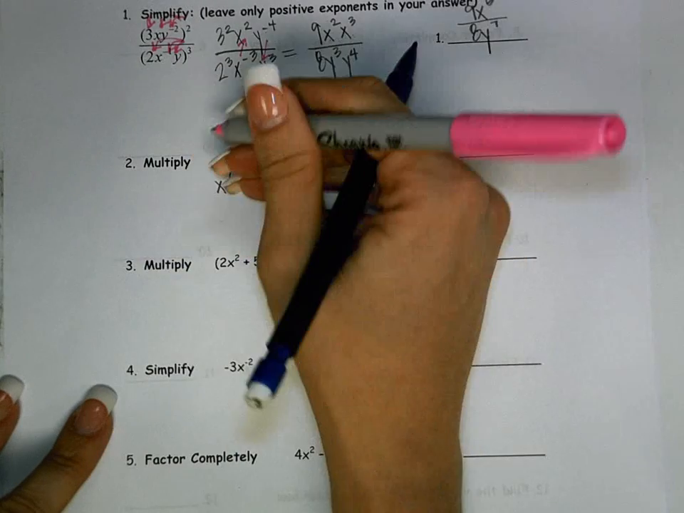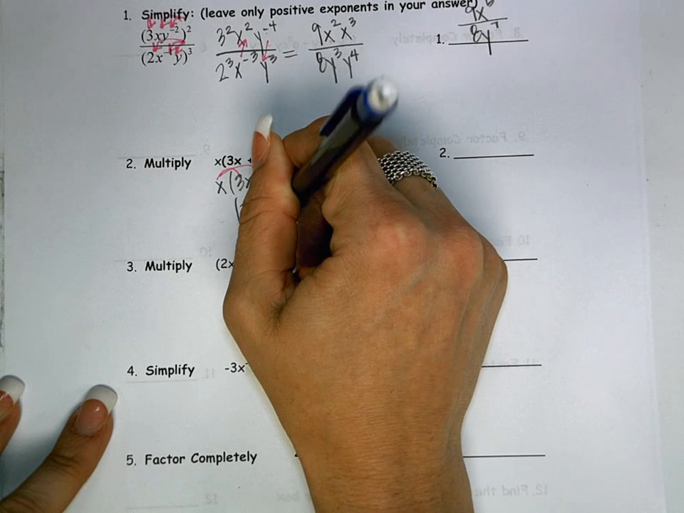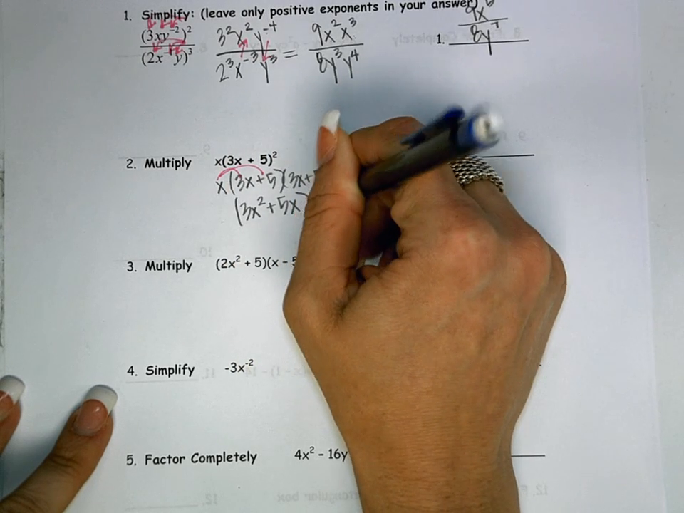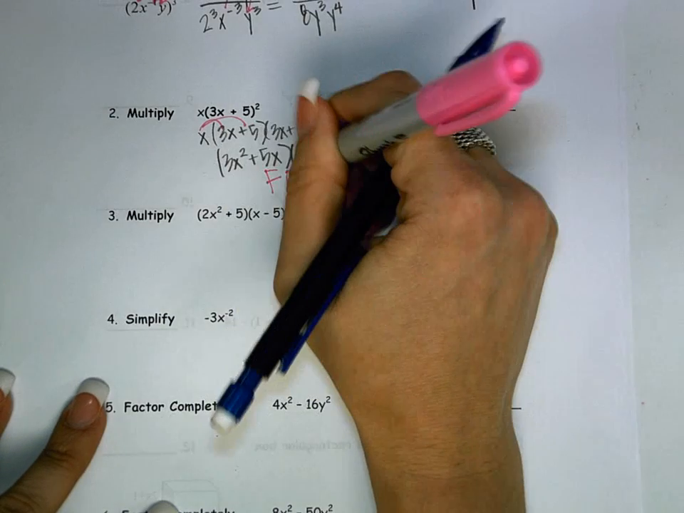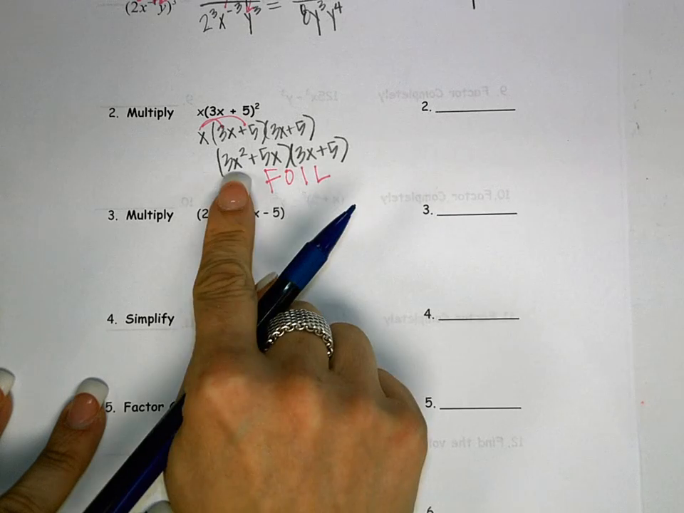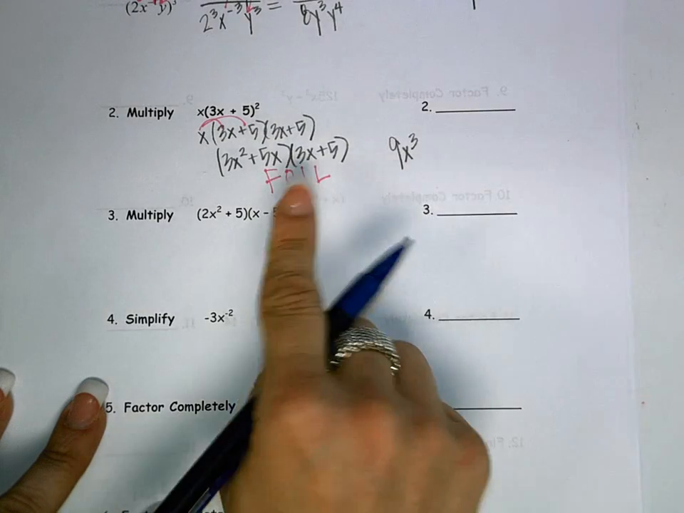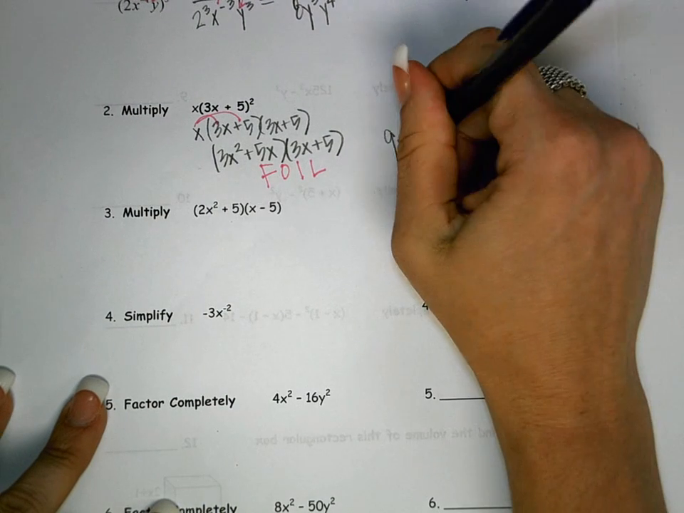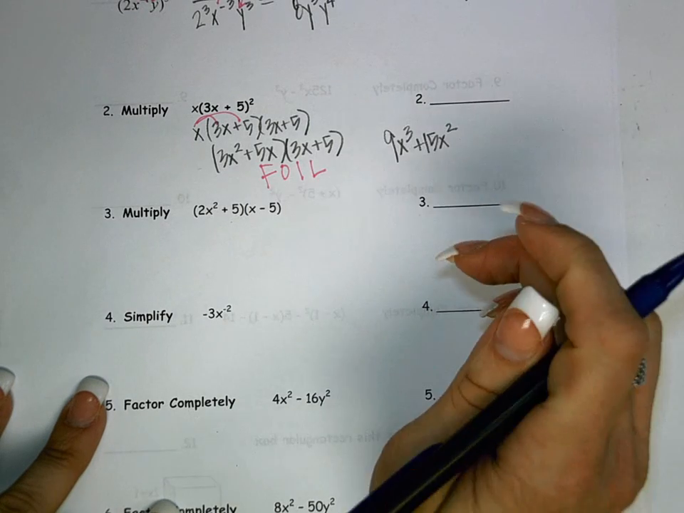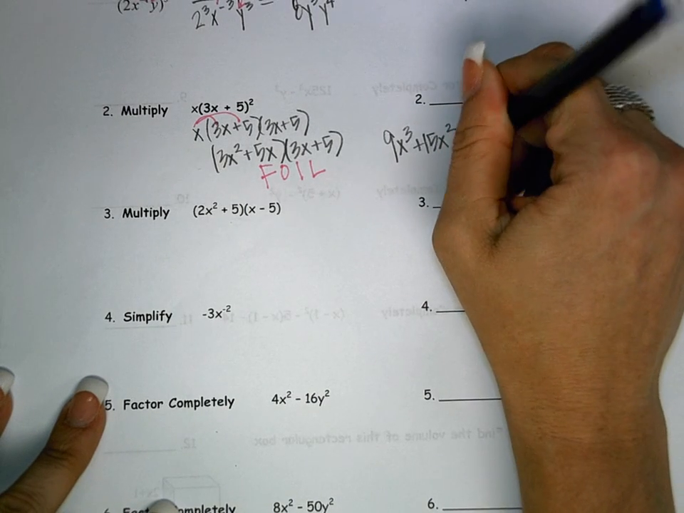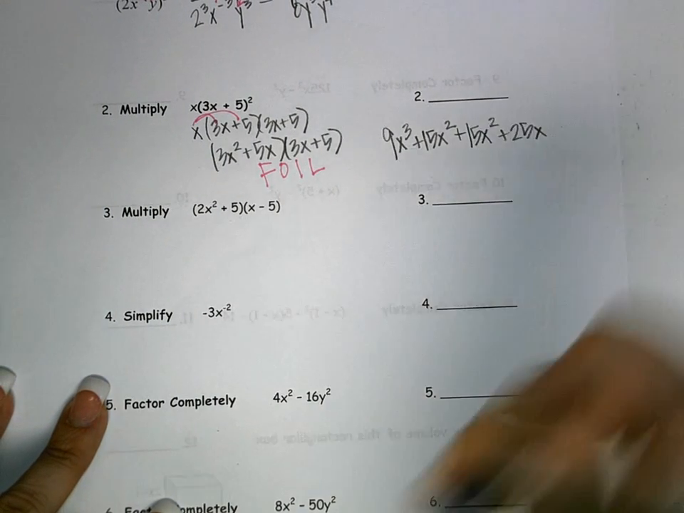We could distribute first. So if I distribute this, that would give you 3x squared plus 5x multiplied by 3x plus 5. Then those 2 you will FOIL together. So FOIL means first times first. So 3x squared times 3x gives you 9x cubed. Outsides, 3x squared times 5 gives you plus 15x squared. I stands for inside, so 5x times 3x gives you another 15x squared. And finally, 5x times 5 is plus 25x.